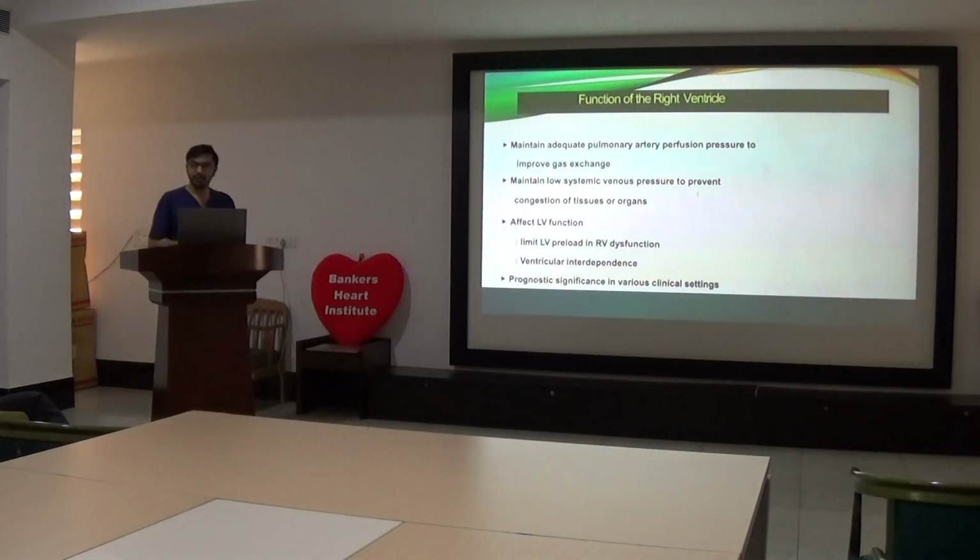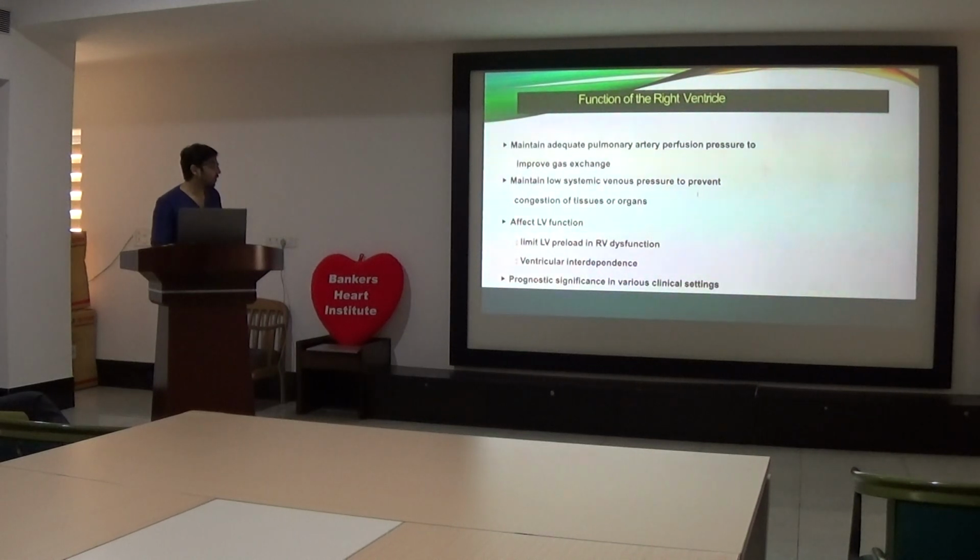Maintain adequate pulmonary pressure and pulmonary perfusion for gas exchange. In pulmonary embolism and ARDS, the RV is also the main perfusion. Also maintain low systemic venous pressure to prevent congestion of tissue or organs, because in many RV failures there is congestive coronary backward failure, right-sided failure.